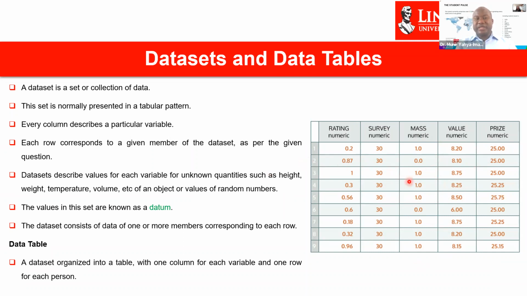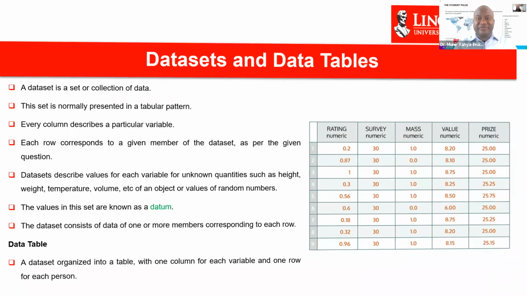Now, the data table itself is a data set organized into a table with one column for each variable and one row for each person. Each person in this case refers to each respondent, the person that responds to your survey. So this is what a data set really means, and this is what a data table is. A data table comprises variables, which are the columns, and what you have in your rows correspond to a given member of that data set. These are the responses you get from your target group, or whoever you are collecting your survey data from.